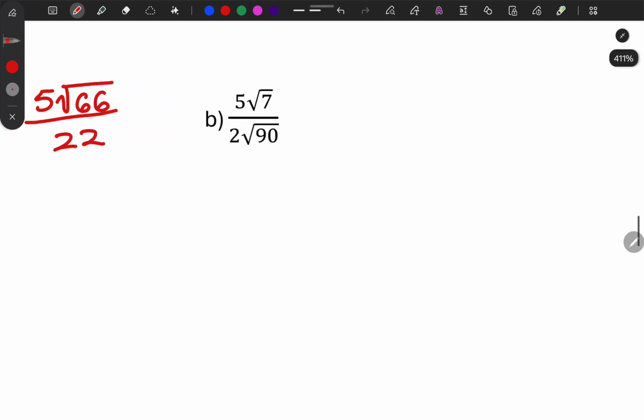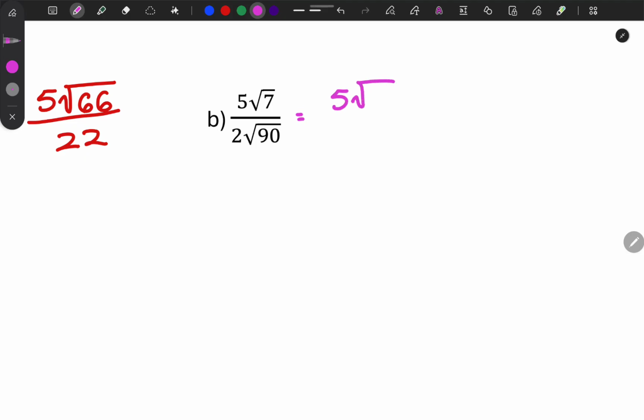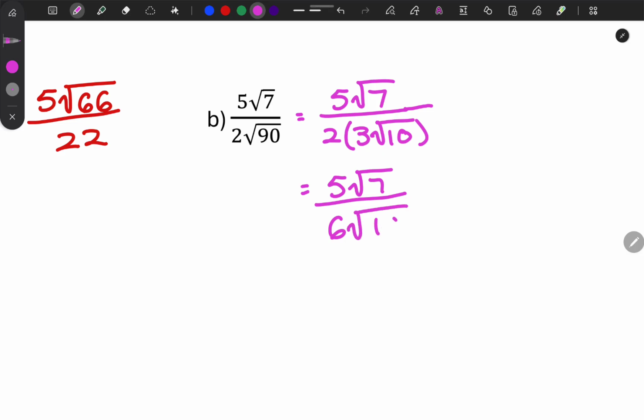For B, I am noticing that lovely root 90 in the denominator, and I'm thinking to myself, we should really simplify that first. So let's rewrite this with that one radical simplified. We have 5 root 7 over 2 times, let's wrap that in a bracket. We can factor 90 into 9 times 10, so this will be 3 root 10, and then close the bracket. Okay, we can multiply the 2 times 3 and have a 6 root 10, so let's just do that. 5 root 7 over 6 root 10.